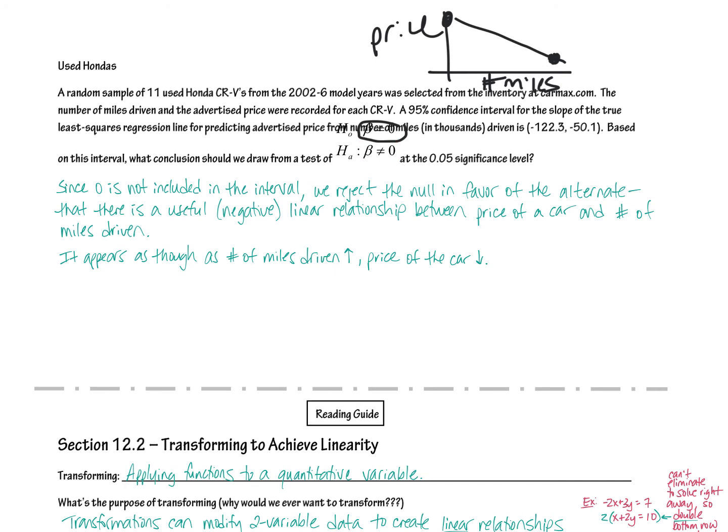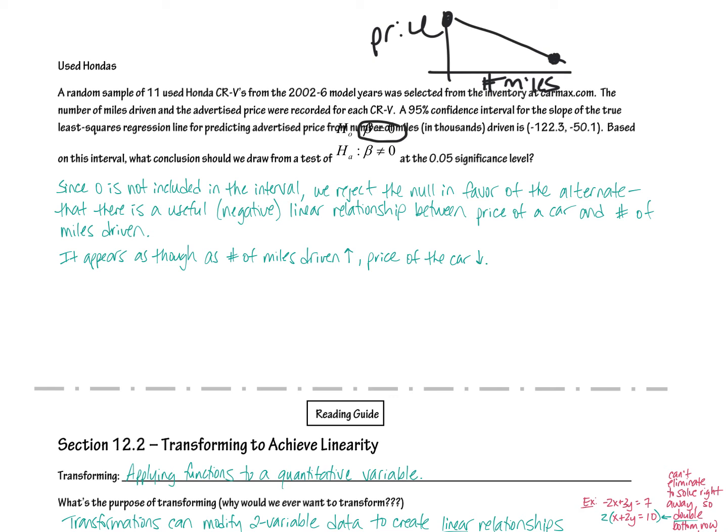In this case, if this is our interval and the entire interval is negative, doesn't that give us evidence that the slope is negative? If you were predicting, you would write an equation saying, we are 95% confident that the true slope is between these two numbers. Every number in between these two numbers is negative. And so that's saying we're pretty confident that the slope between number of miles and price is negative. So in this case, what conclusion can we draw at the 0.05 level?